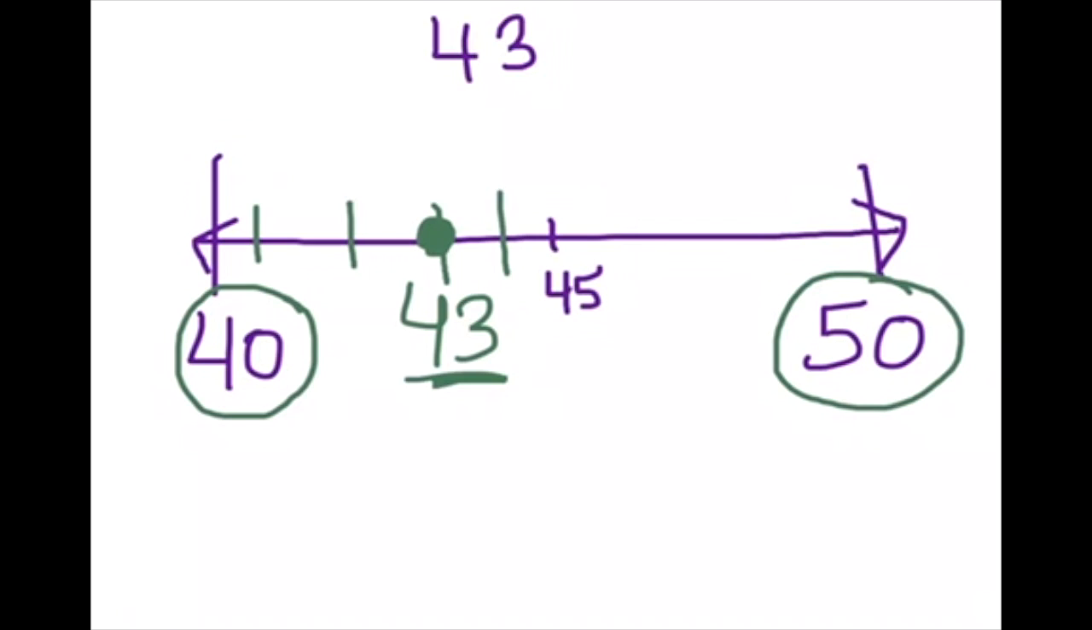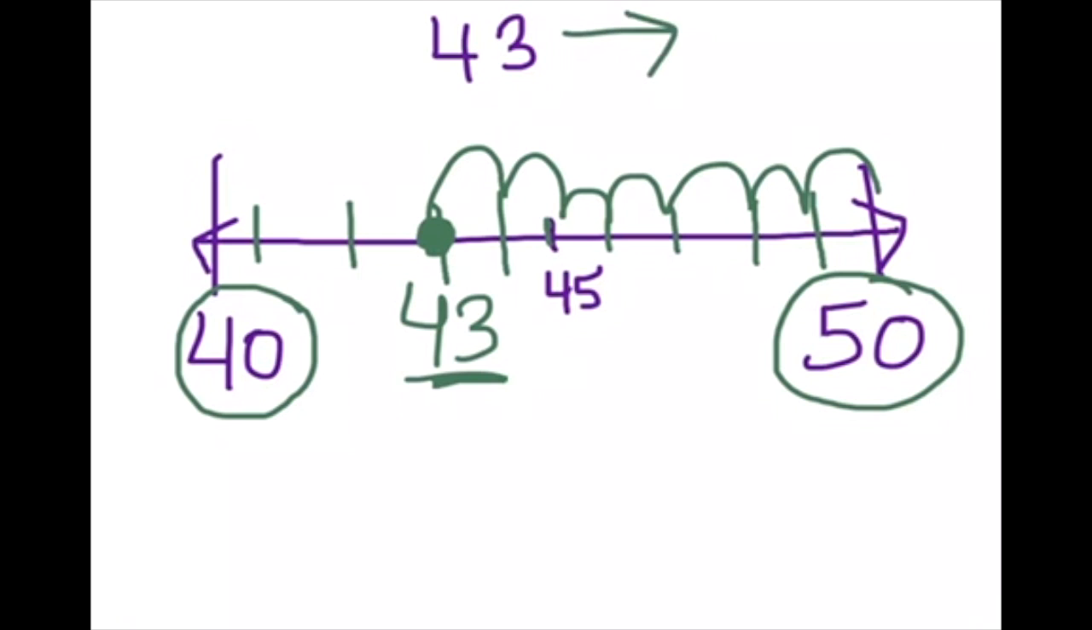Well, if I look back, I can see that it's really close to 40, right? It's only 3 away. And if I looked at the 50, it's 1, 2, 3, 4, 5, 6, 7 away. Yikes. Instead of being only 3 away. So if I were to round 43 to the nearest 10, it would be 40.